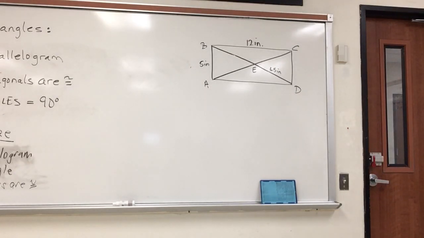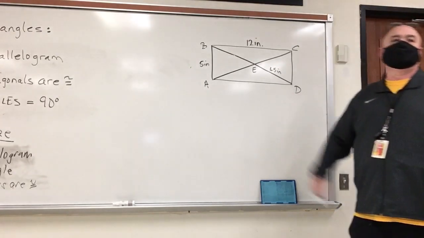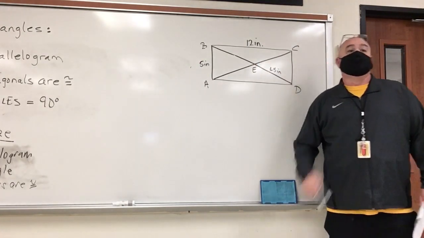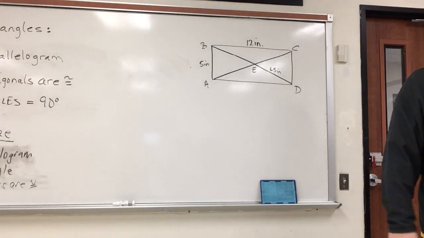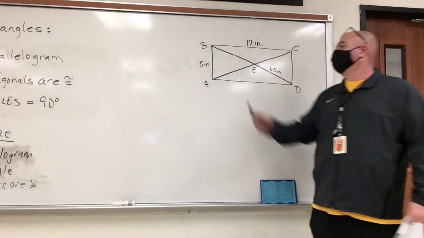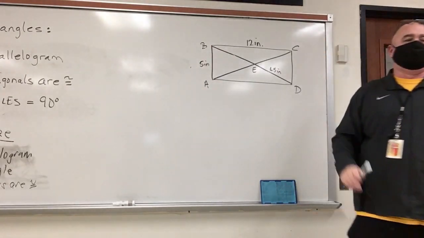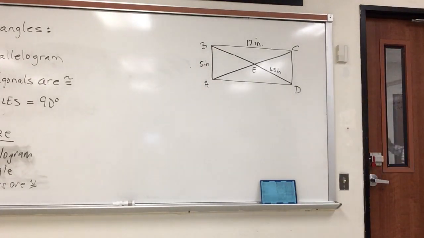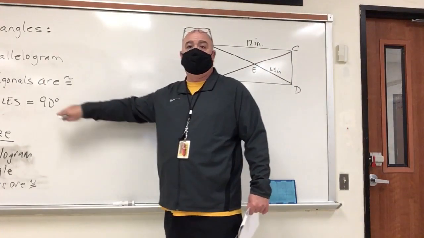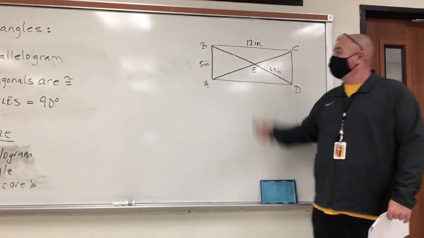Okay? What's AD equal to? 12. Why is it 12? Because BC is 12 and opposite sides are congruent. Okay? What does angle BAD equal? See that? Well, if it's a rectangle, it's got to be equal to what? What's BAD got to be equal to? 90 degrees, doesn't it? Okay, so BAD equals 90.